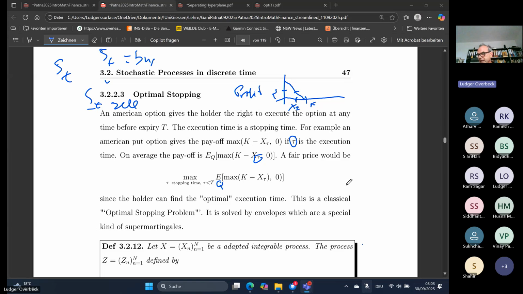American options you can execute every time, and then you get the payout, the contractual payout. So the stopping problem is to find an optimal stopping time, such that the gain, this is a payout of a put option if you stop at time tau, and x is the value of the underlying asset. And we will see this is handled by what's called the Snell envelope.